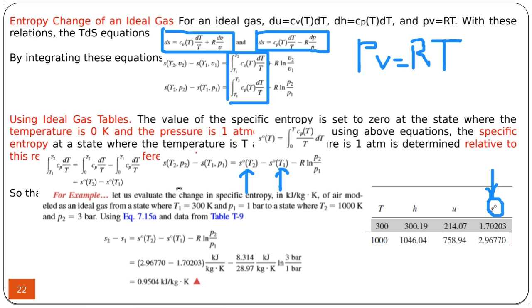As an example, an ideal gas, T1 is 300, 1 bar, T2 is 1000, P2 is 3 bar, and we would like to calculate the entropy change from 1 to 2. Then these S0 values are taken from the table, and we have to calculate this part. So during this process of 300 Kelvin to 1000 Kelvin, we see that entropy has increased by an amount of 0.95.